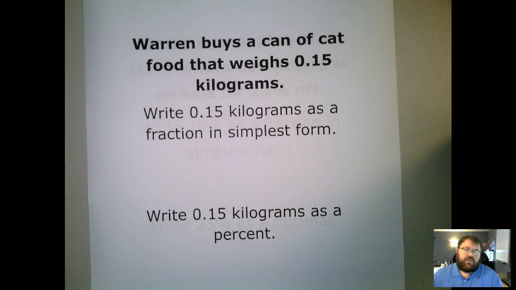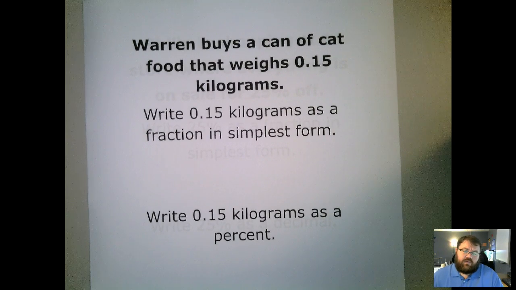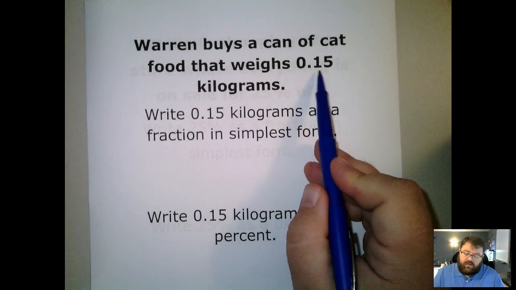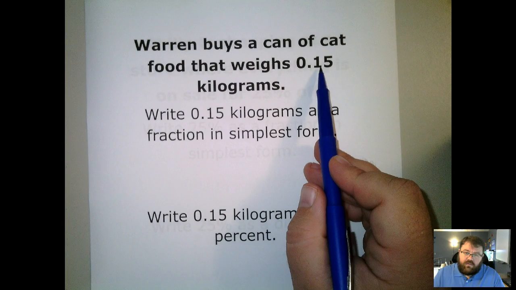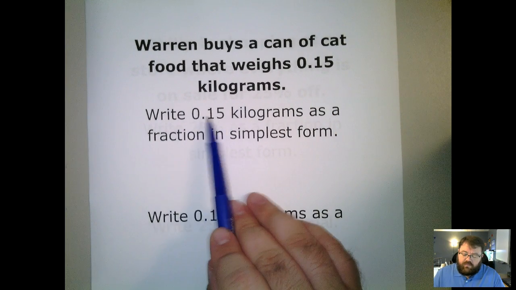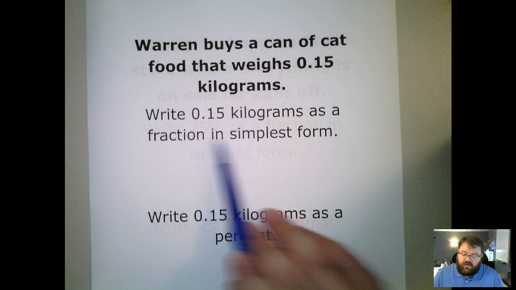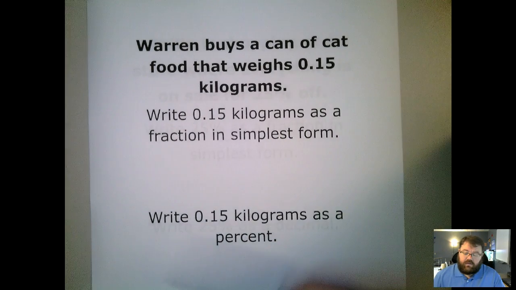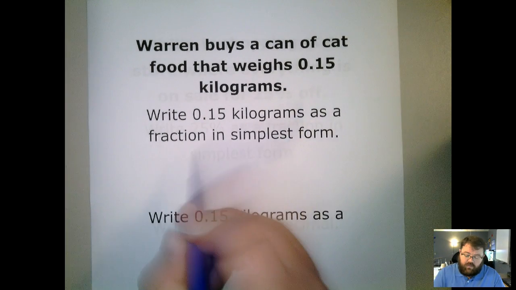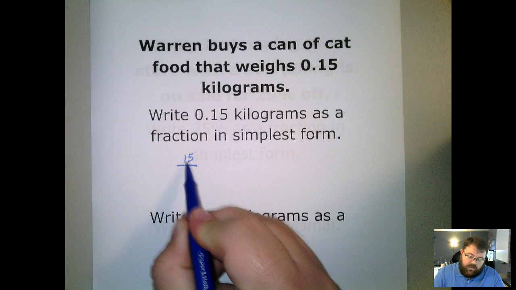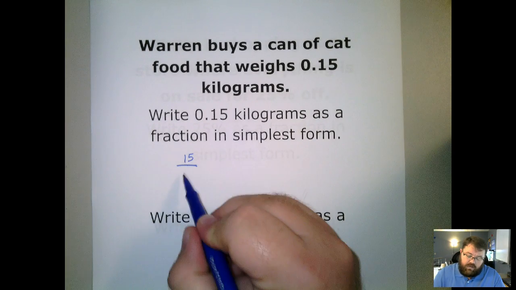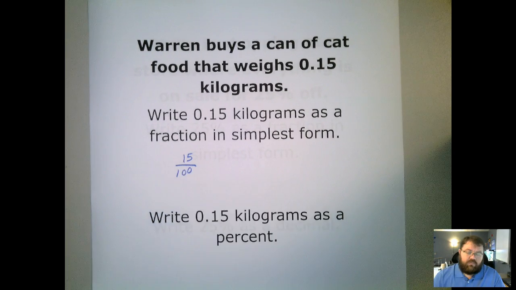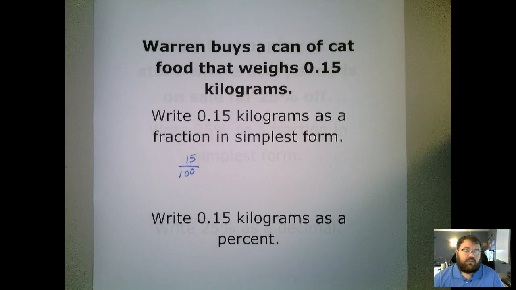Next question. Warren buys a can of cat food that weighs 15 hundredths kilograms. Write 15 hundredths kilograms as a fraction in simplest form. Again, 15 is 2 numbers. So you can do 15. I have 2 numbers to the right of the decimal, so I need 2 zeros, put a 1 in front of it. So it's 15 over 100.